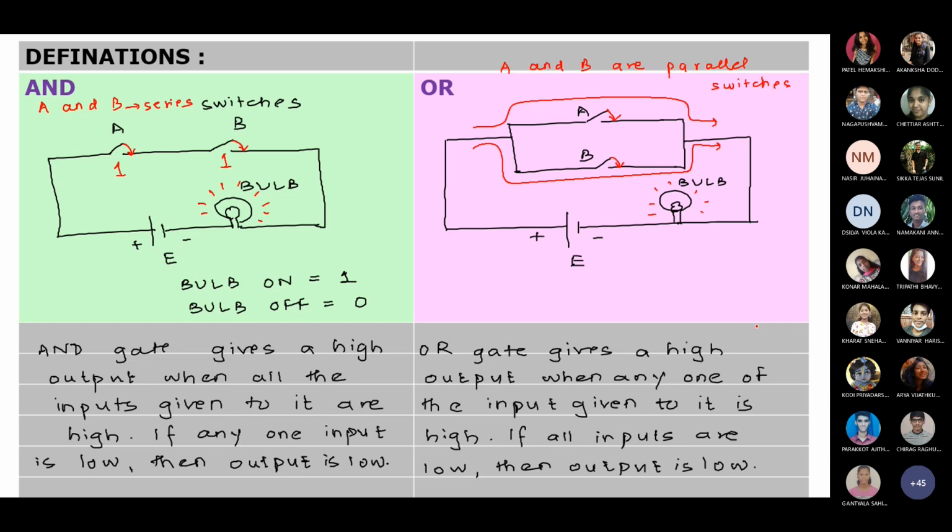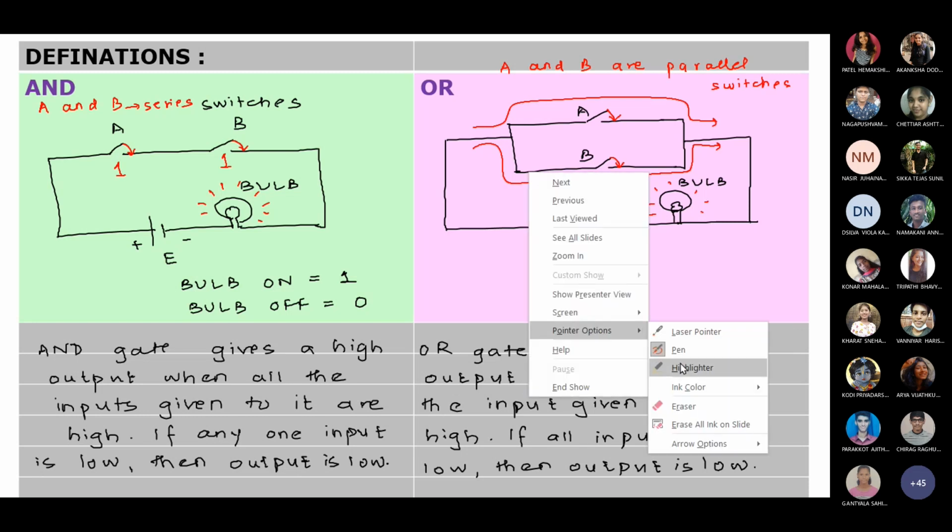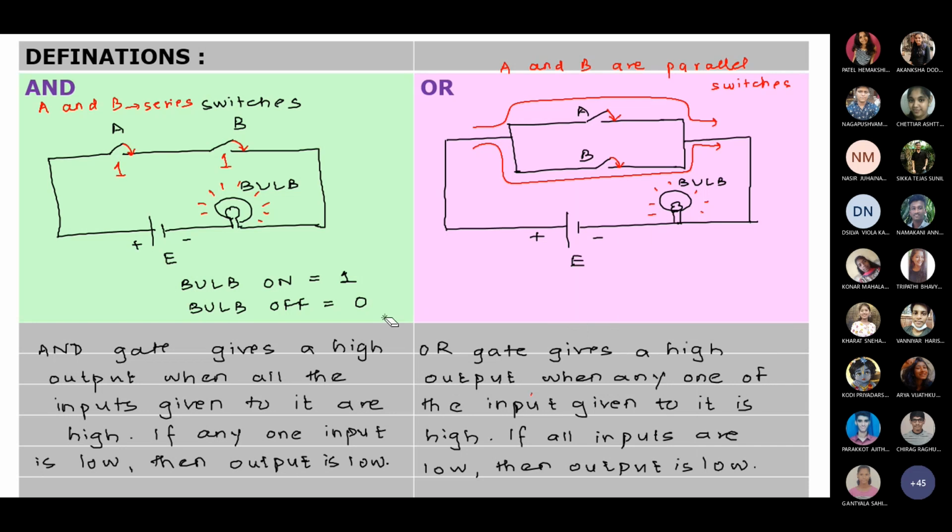If both the inputs are low, the output will be low. That is how your OR logic is defined. Understood, all of you? Yes, ma'am.